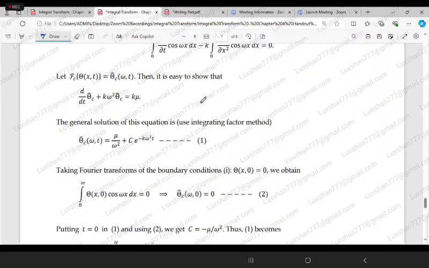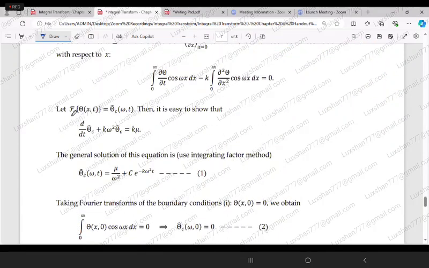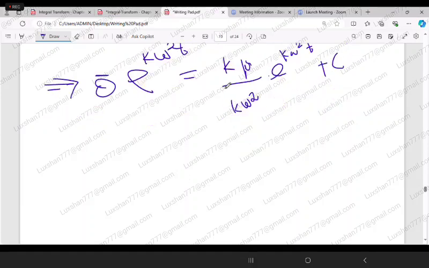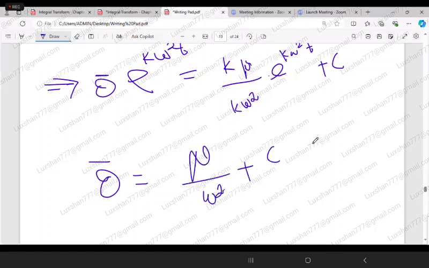So the integrating factor is that one, and we are having this equation as I told you, and then we are getting this equation. So this is the point we are at now. If you divide by this one, we get θ̄ is equal to, k cancels out, μ over ω² plus c times e to the power minus kω²t. So this is θ̄.